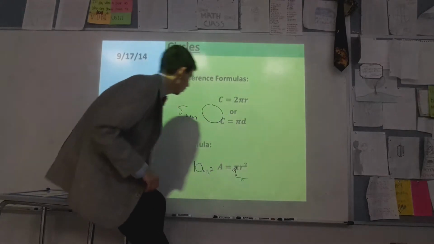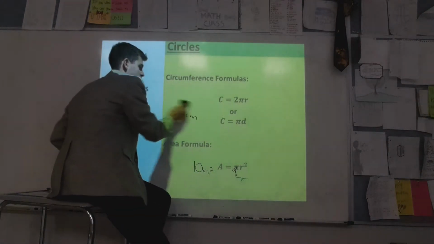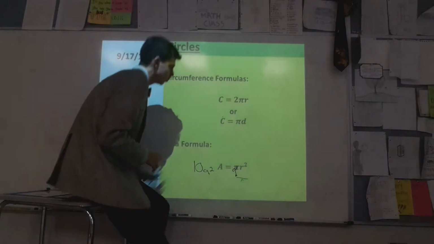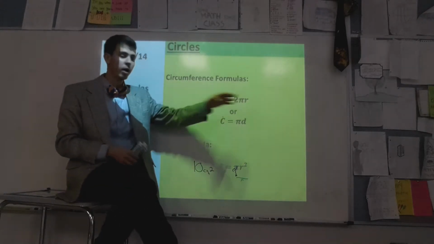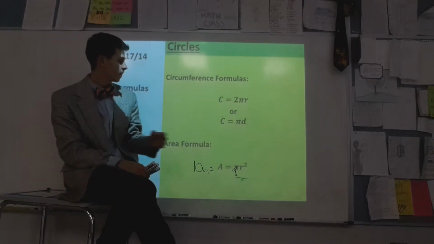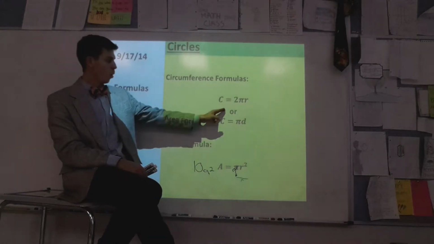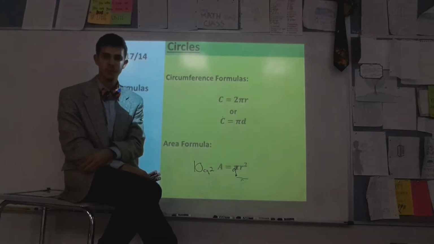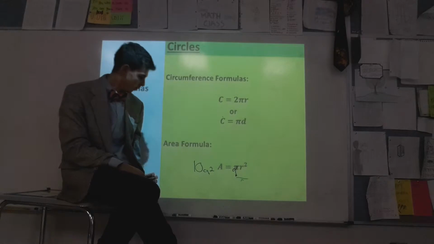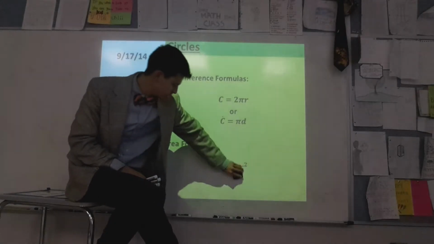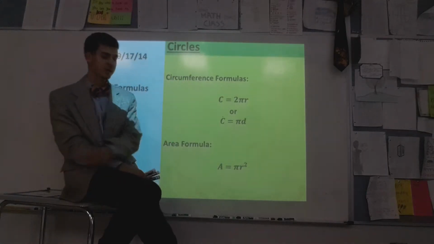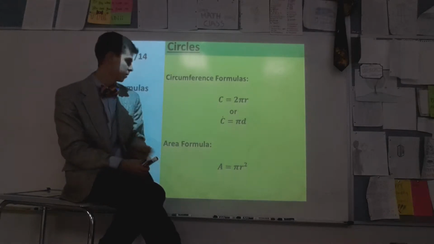Important formulas to note, circumference formulas. There's two. Circumference is equal to 2 times pi times the radius, or circumference is equal to pi times diameter. For the area formula, the area is equal to pi times the radius squared. Pi r squared.